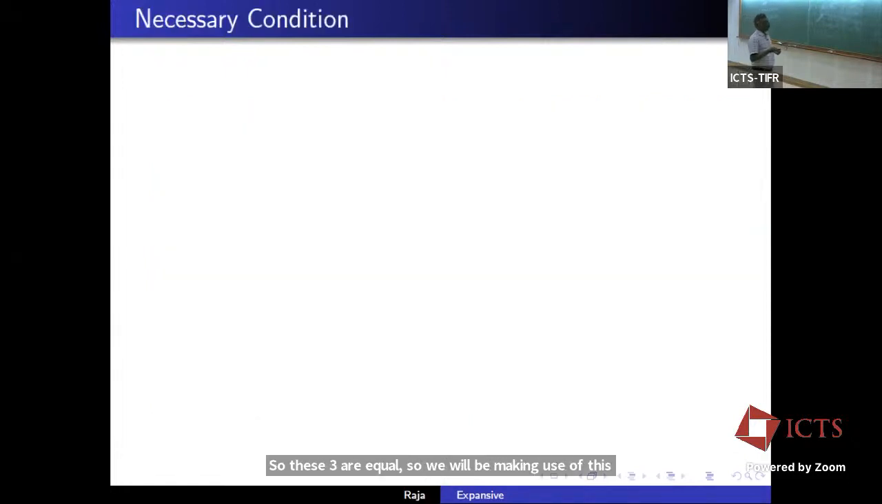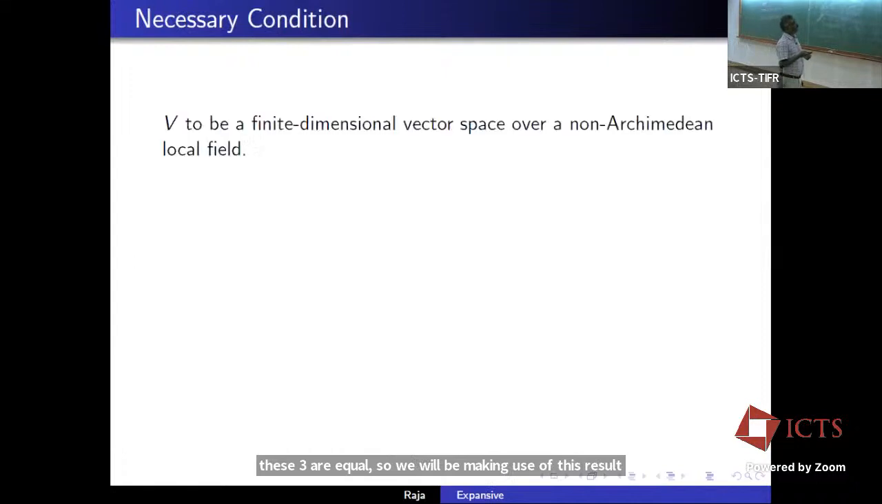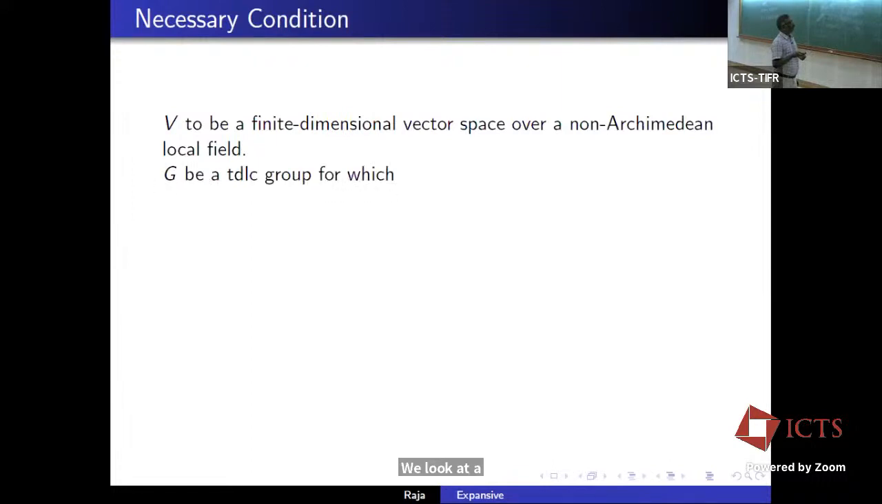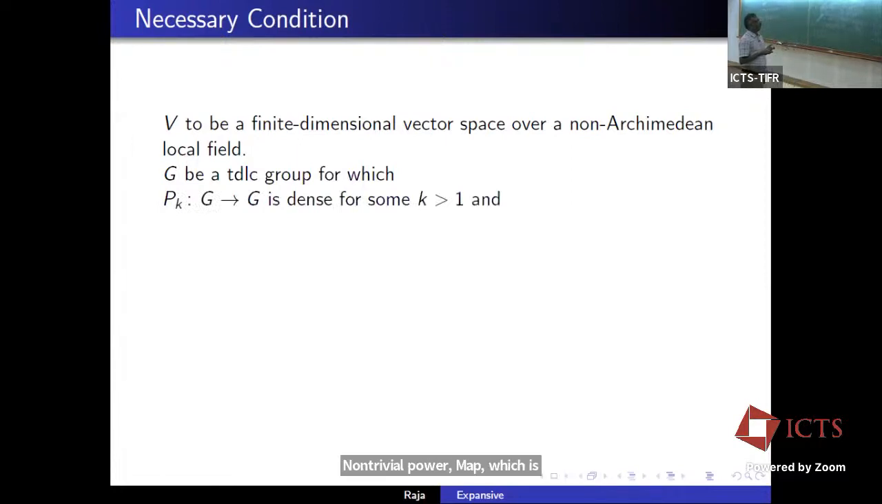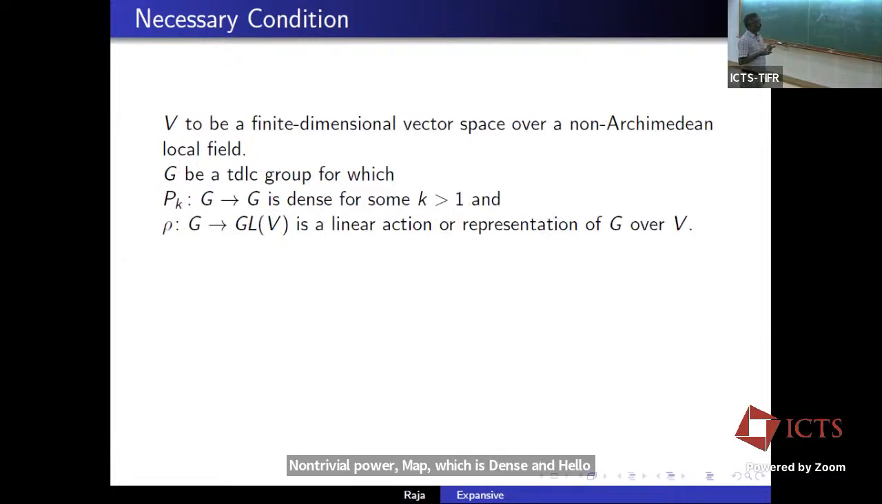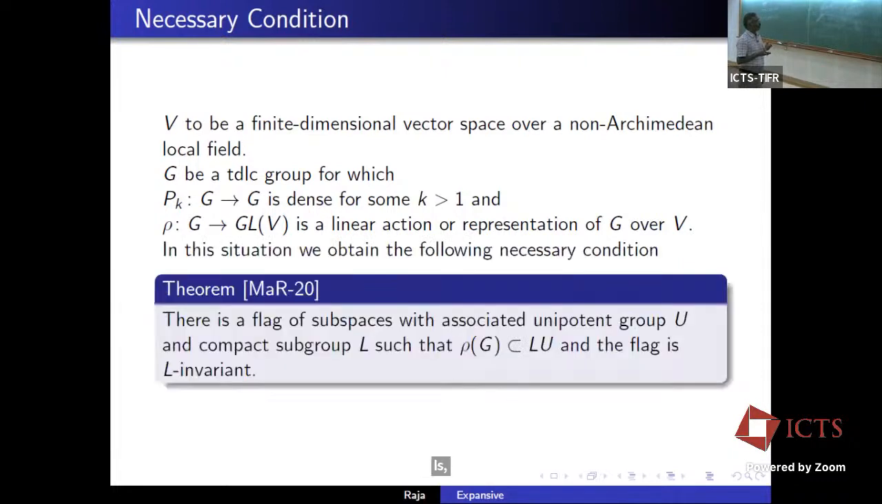So with the help of these things, we will obtain a necessary condition. We look at a finite dimensional vector space over a non-Archimedean local field. And G is a TDLC group for which there is some non-trivial power map which is dense. And a linear representation or a linear action of G is provided. Then through this representation, we provide some necessary condition.